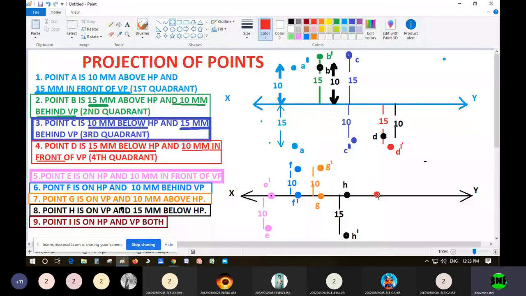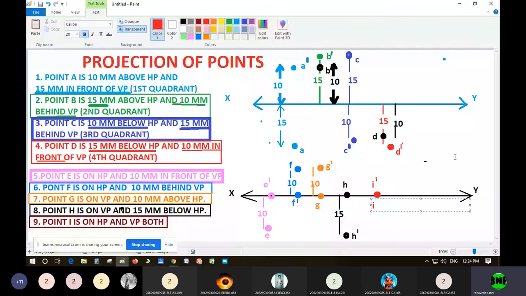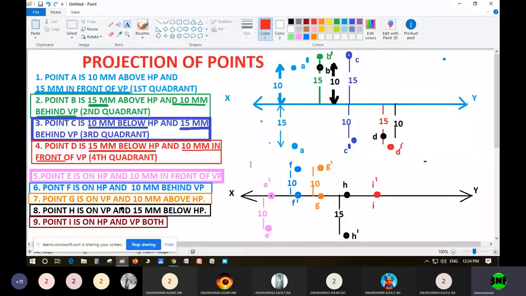Here I have to write I dash, because the capital letter is I, so the front view will be denoted by I dash, and the top view will be denoted by I. So in this way, my dear students, you can see we have completed all the 9 conditions. Hope we have revised it and you are able to understand it very easily.